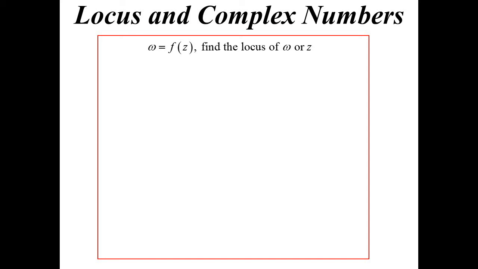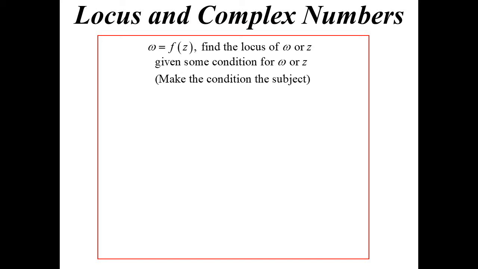So what we end up doing for this is we have one number plane for the input, one number plane for the output. They're a little bit different. So omega is going to be some function of z. We're going to substitute in z, and it's going to spit out numbers. They're going to be our omega, our range, if you like. And then we'll be asked to find what is the locus of, well, it might be omega, it might be z, just depending on the question. But they'll give us some condition for omega or z. So the trick is, we try to make the condition the subject of the formula. So whatever they've placed the condition on.